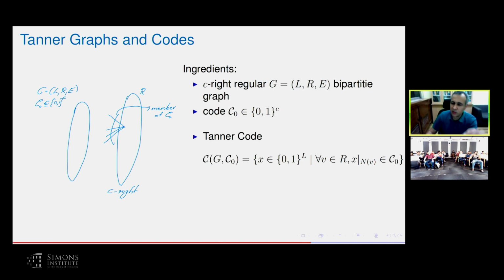Now, to do this formally, we'll have to specify a particular ordering, and according to that ordering, it should be a member of C0. I'm fudging details over here, but for every constraint, we should specify a particular ordering of its neighbors, and according to that ordering, X restricted to NV should be a member of C0. This is what is called a Tanner code.